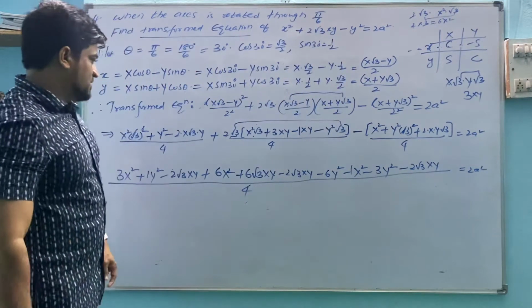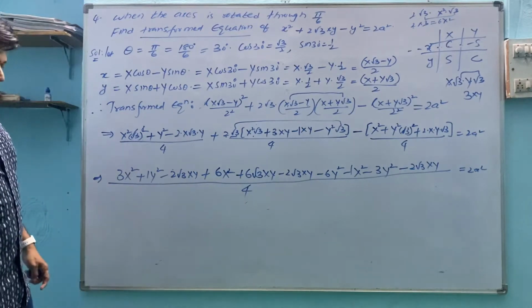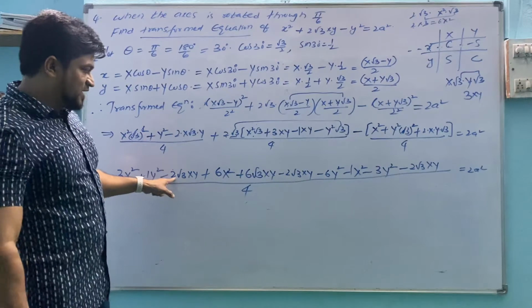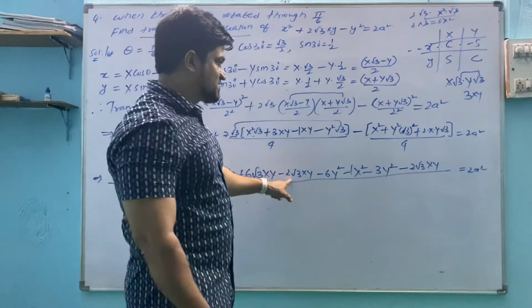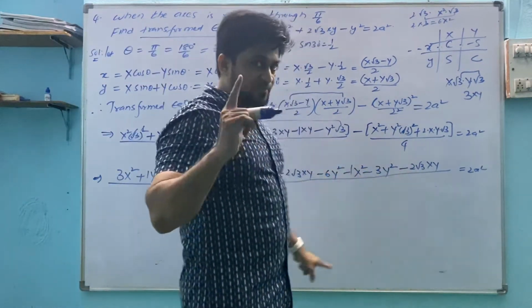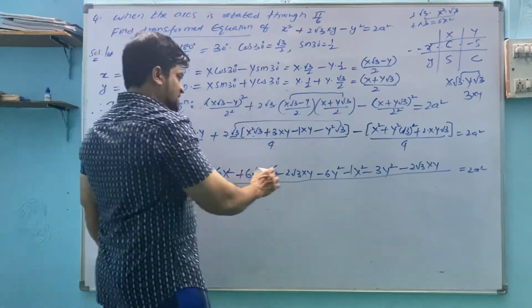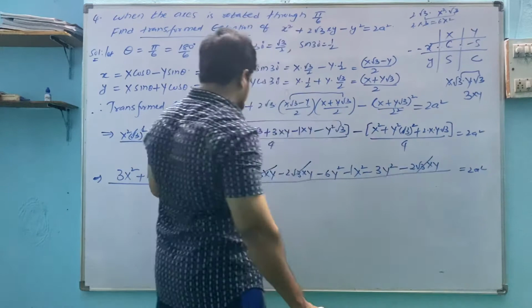Okay. Now counting the terms. See, xy terms you can check. Minus 2 root 3 xy, minus 2 root 3 xy, minus 2 root 3 xy. Minus 6 root 3 xy plus 6 root 3 xy. These three negative terms with plus 6 root 3 cancel.